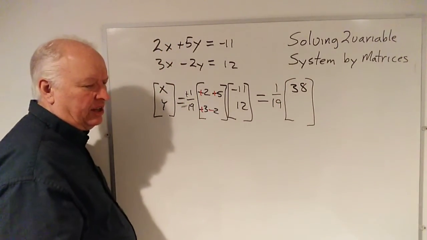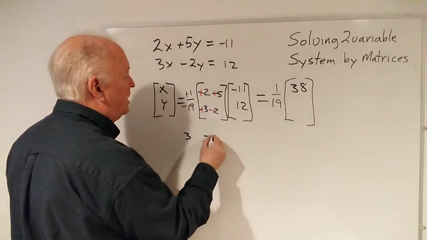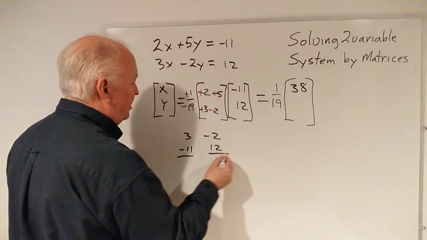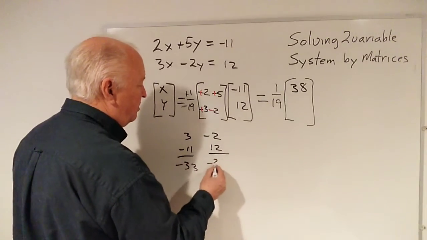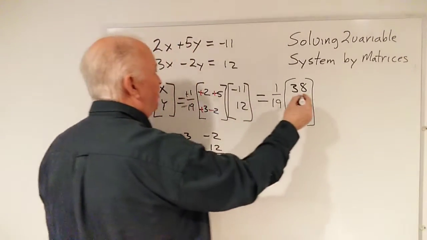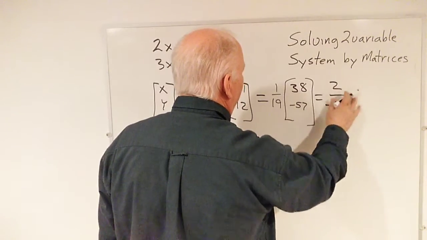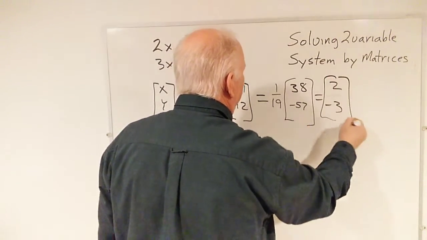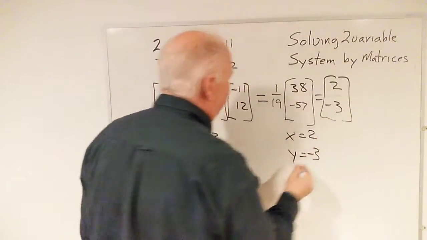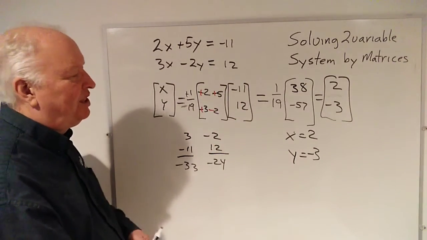And the second element is 3, -2 times -11, 12. It's -33 and -24, which gives me -57. Dividing by 19 gives me 2 over -3 in my matrix, which means that x equals 2 and y equals -3. Very elegantly done. Just have to do your arithmetic correctly.